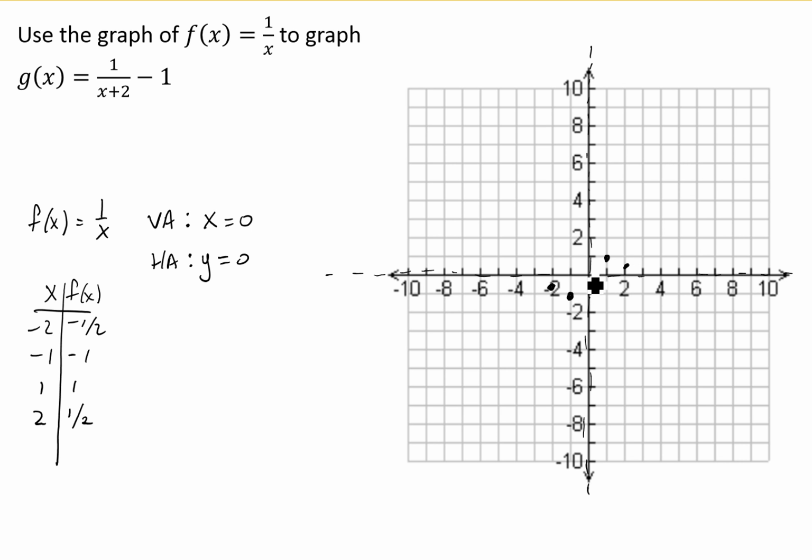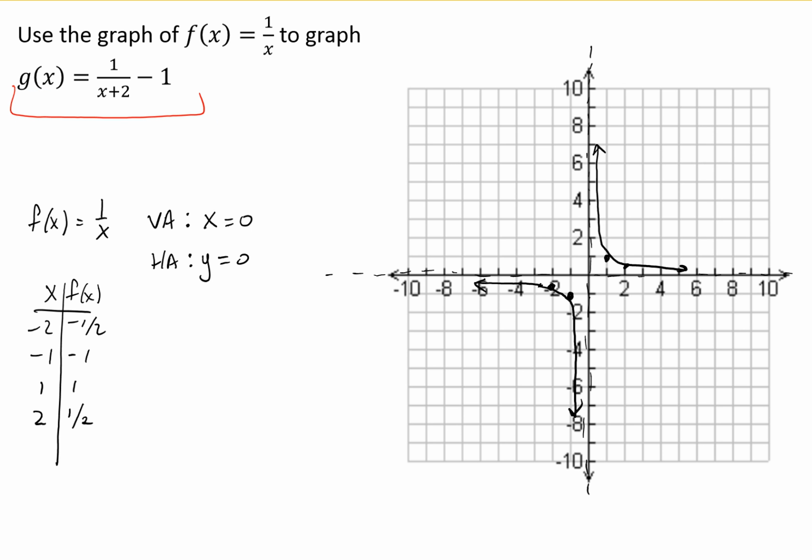And we know that these graphs are going to approach but not touch those asymptotes, and so we can sketch in the rest of our graphs there based on the locations of our asymptotes. Okay, so that gives us the graph of f of x equals 1 over x, which is our basic reciprocal function. So the graph of g is a transformation of that.